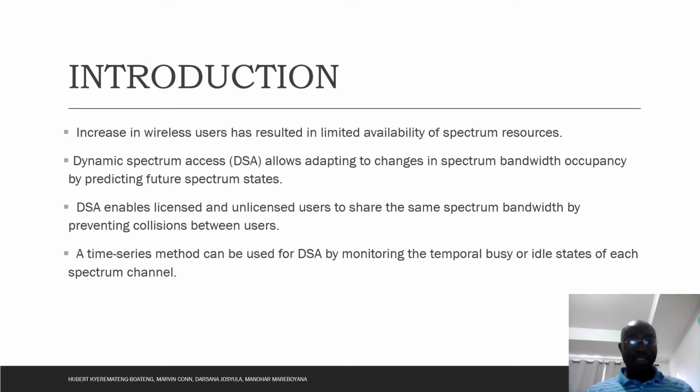Increase in wireless users has resulted in limited availability of spectrum resources. Dynamic spectrum access allows adapting to changes in spectrum bandwidth occupancy by predicting future spectrum states. DSA enables licensed and unlicensed users to share the same spectrum bandwidth by preventing collisions between users. A time series method can be used for DSA by monitoring the temporal busy or idle states of each spectrum channel.